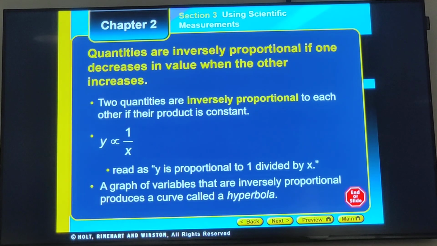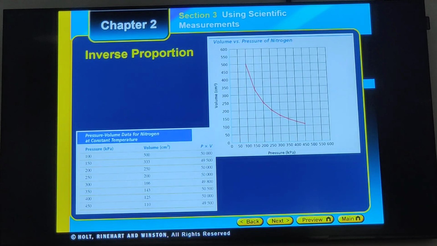So the graph of this one is not a straight line, so you won't confuse these two. This one in math is a hyperbola. How many of you have studied that in math already? A hyperbola. None of you? Okay, so it looks like this.